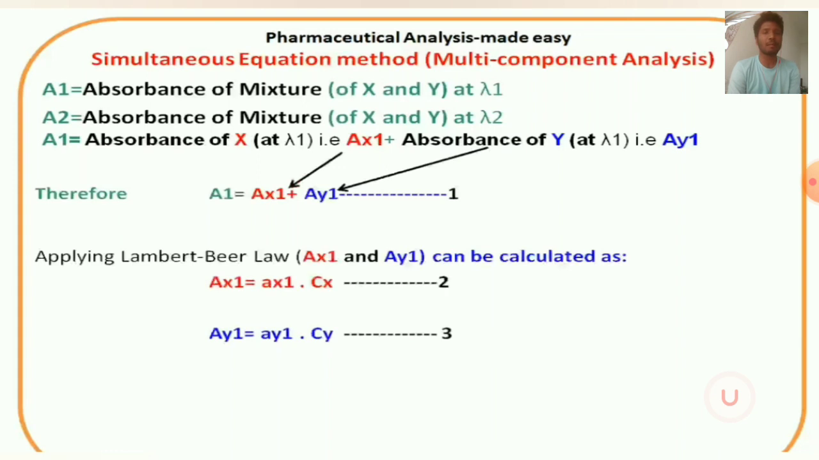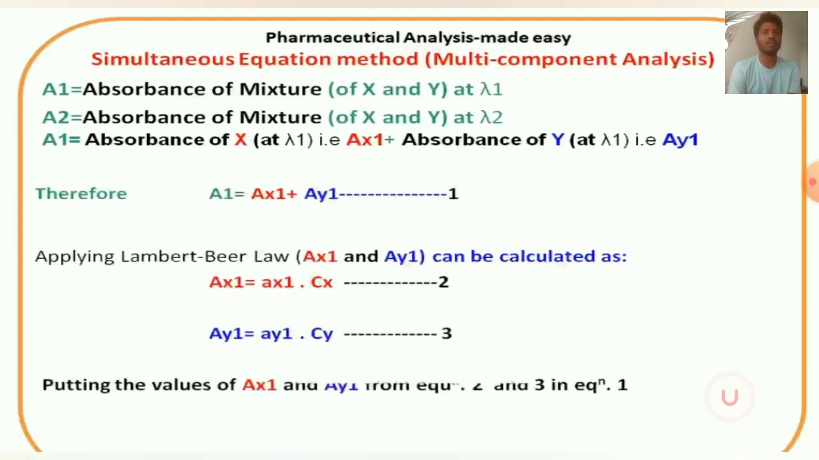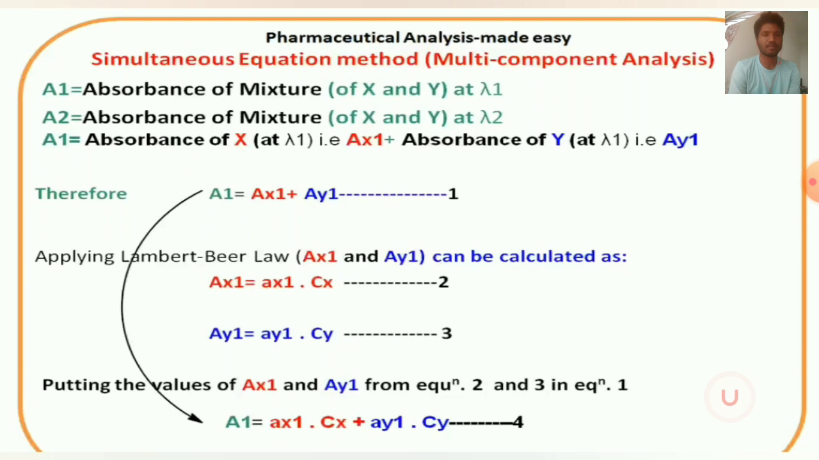By applying the Lambert-Beer's law, AX1 and AY1 can be calculated as in the given equations. Now putting the values of AX1 and AY1 from equations 2 and 3 into equation 1, as you can see, we form equation number 4.